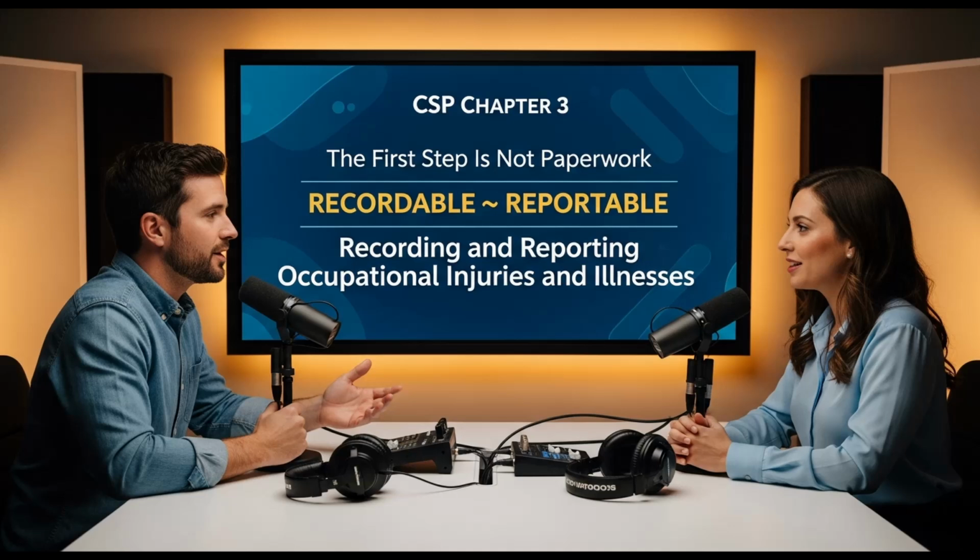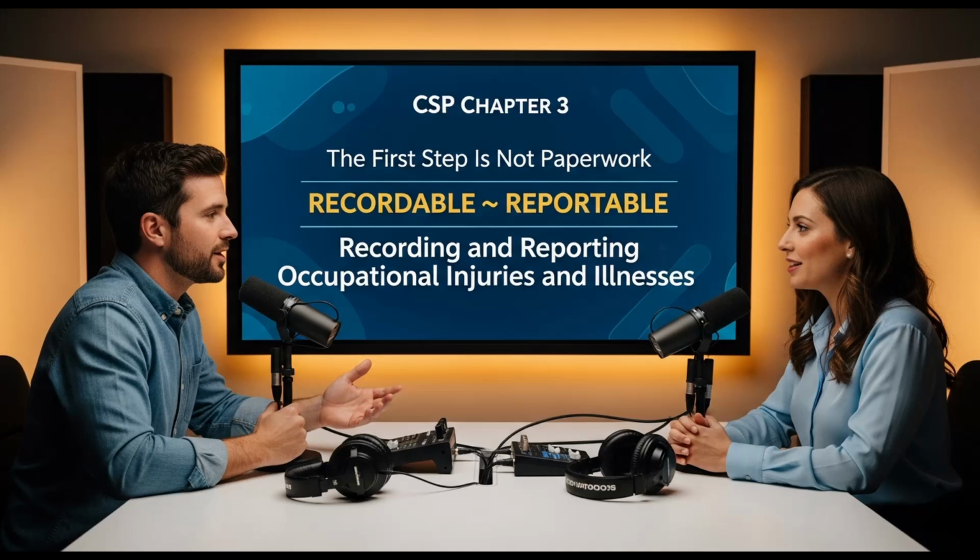Yes, currently and accurately. Okay, so the 300 log has the summary data, but the deeper investigative details are kept somewhere else. They are. That's the OSHA Form 301, the Injury and Illness Incident Report. You have to complete one of these for every single entry you make on the 300 log. So this is the story behind the line item. Exactly. This is the detailed narrative. Who was injured? What was the employee doing right before it happened? How did the injury occur? What was the object or substance that harmed them? All the granular details. This is what you use for a root cause analysis.